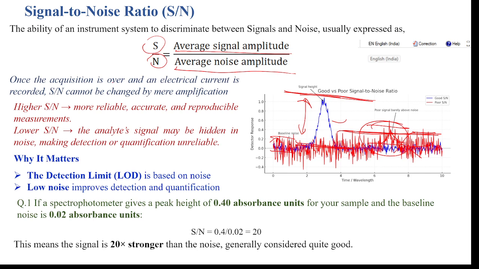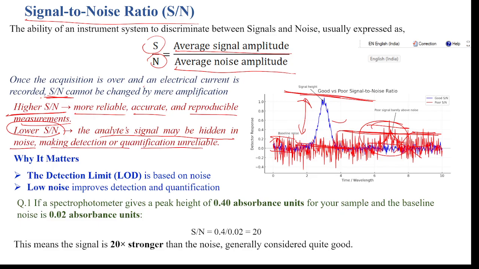Once the acquisition is over and the electronic current is recorded, that is important. Signal to noise should be considered from the instrument's ability to discriminate beforehand, because once you acquire the data, it is difficult to change the signal to noise ratio. We cannot change it by mere amplification. The higher the signal to noise ratio, the more reliable, accurate and reproducible the measurement is. If it is lower, the analyte signal may be hidden in noise, making detection or quantification unreliable. So it should be greater.